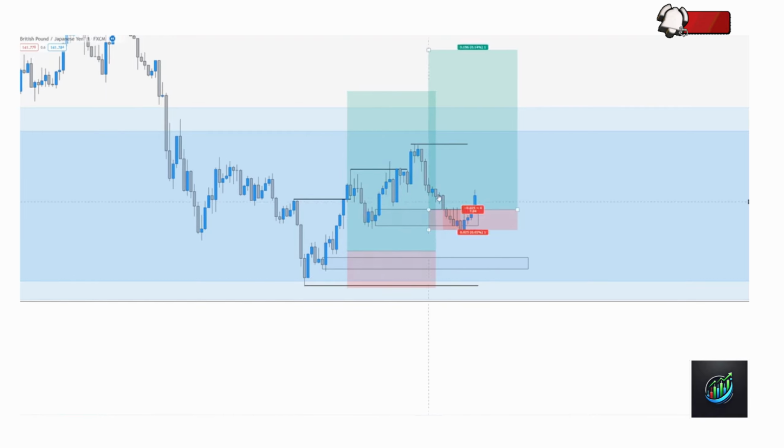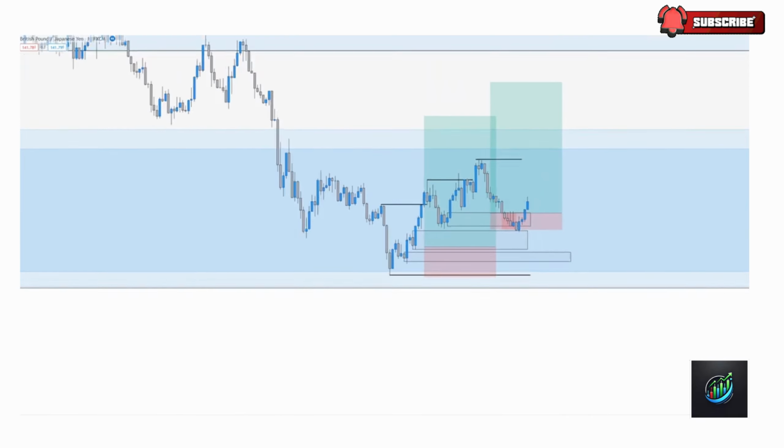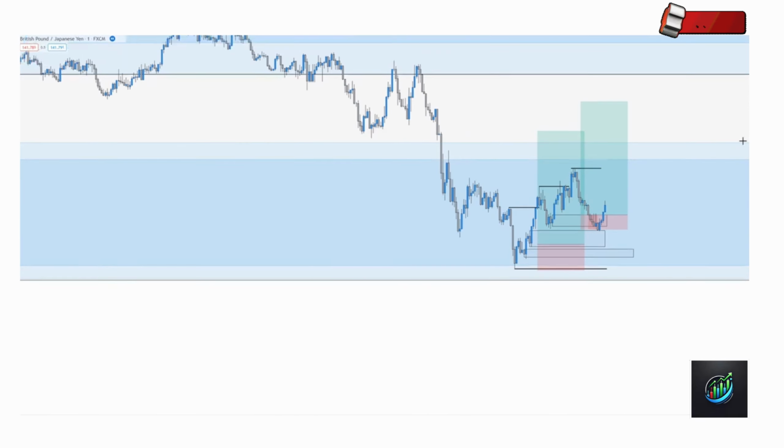When we're looking at these setups, what we can see is we also did have a small amount of imbalance right here. So what we can actually do is look at this point as well as a potential point of interest. Next, I'll remove that. And what we can see is price has just barely tapped into this smaller order block and has started to push off.